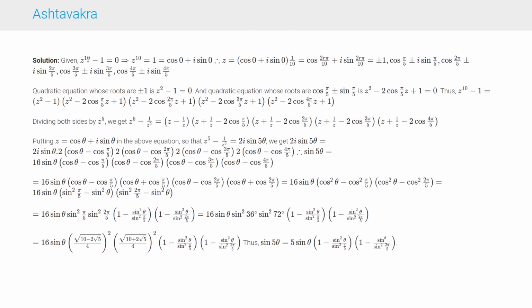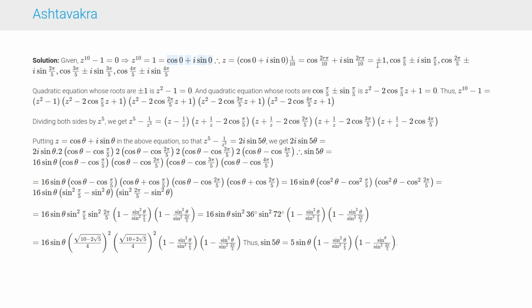So we have z to the power 10 is equal to 1 from the given equation, which is equal to cos 0 plus i sin 0. That is, z is equal to (cos 0 plus i sin 0) whole to the power 1 by 10. So that is equal to cos 2rπ by 10 plus i sin 2rπ by 10.